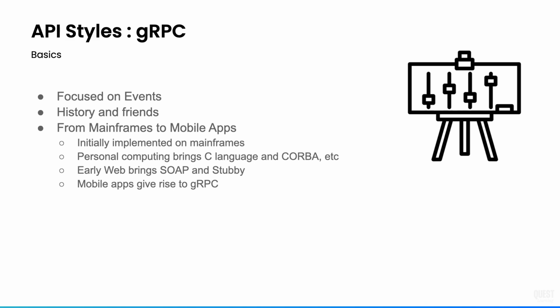So it was initially implemented in mainframes. It was a way to get mainframe computers to work and talk together, to orchestrate them, really. Personal computing got us the C language in CORBA. That's basically coming not too long after the C language comes from Xerox PARC. So Java actually has a lot of CORBA implementations. The SOAP interface was very popular on all sorts of platforms. It was an XML interface. And the Stubby interface was originally XML, but eventually became JSON. Mobile is when we get the gRPC style.